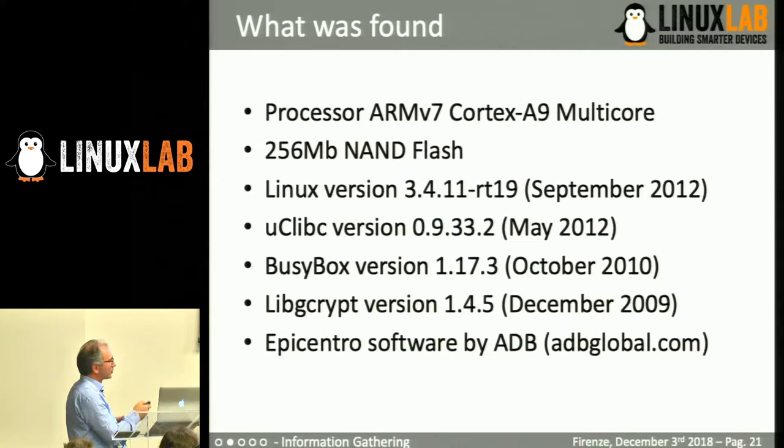So basically, analyzing the file system and what is printed on the serial console, we were able to identify the processor, the NAND, Linux version, musl libc version, BusyBox version, and all other related library versions. One interesting thing is that this router started shipping in Italy at the beginning of this year, I think April of this year. But the software it is built on is quite old, because the kernel is from 2012, and other components are also older. This is because of what Corbett already told us this morning.